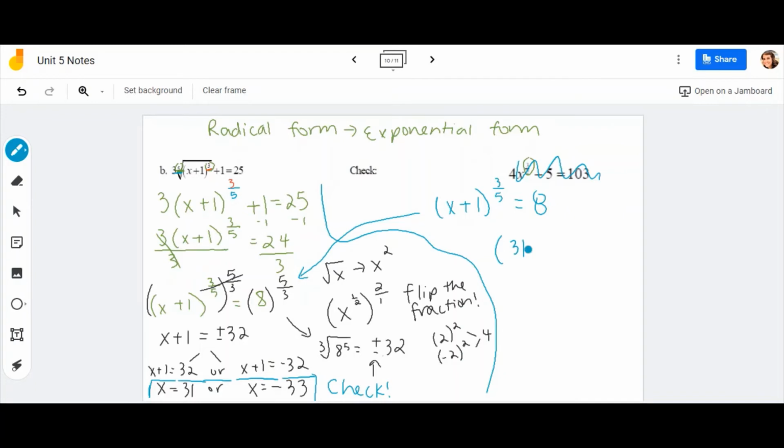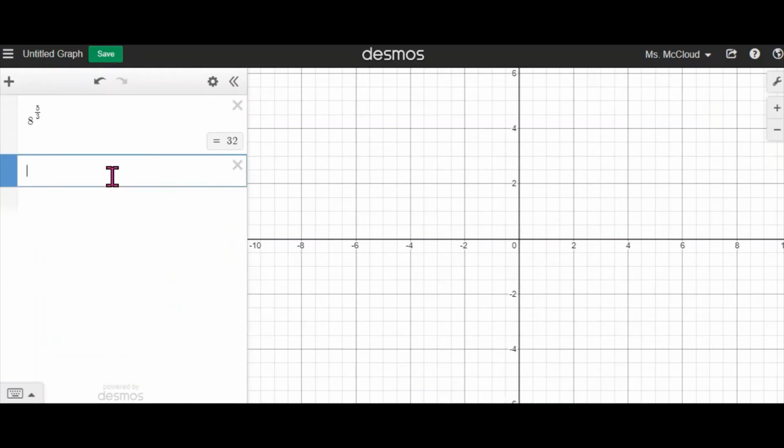So I have (31 + 1)^(3/5). I'm going to see if that equals 8. Or (-33 + 1)^(3/5). And does that equal 8? So I'm going to get 32^(3/5) or (-32)^(3/5). So we can again convert that to radical form to simplify or utilize Desmos. So 32 raised to the 3/5, I see I get positive 8.